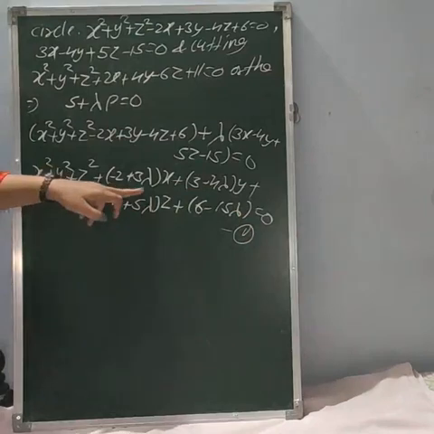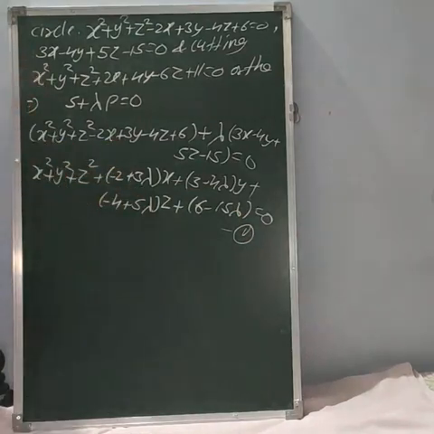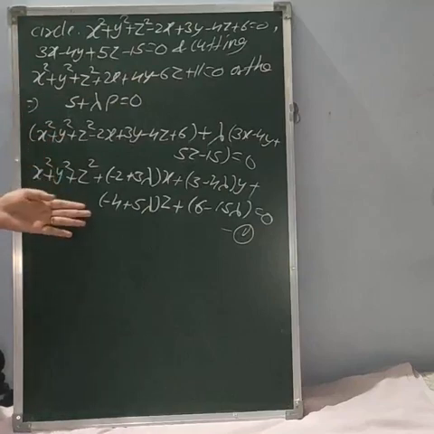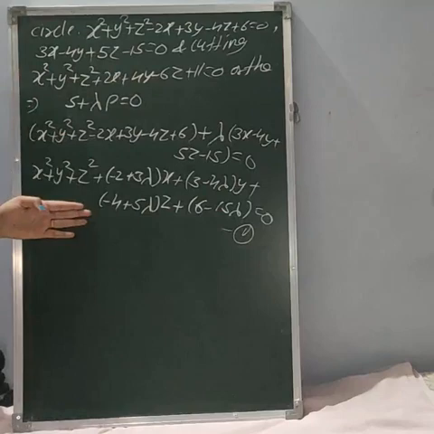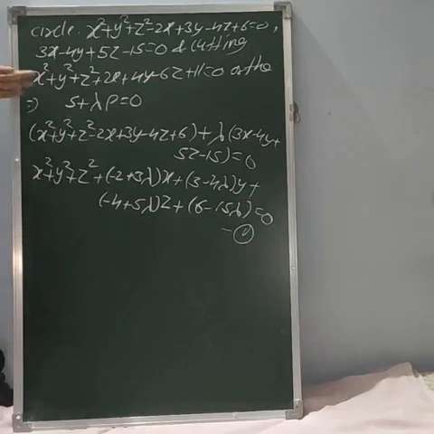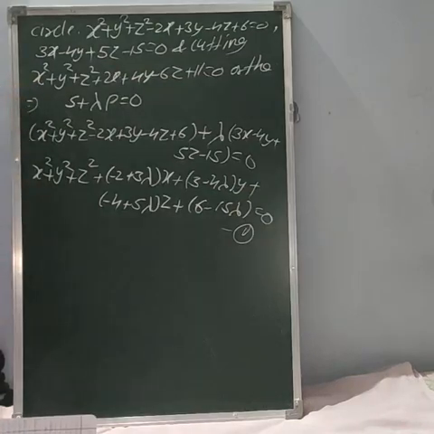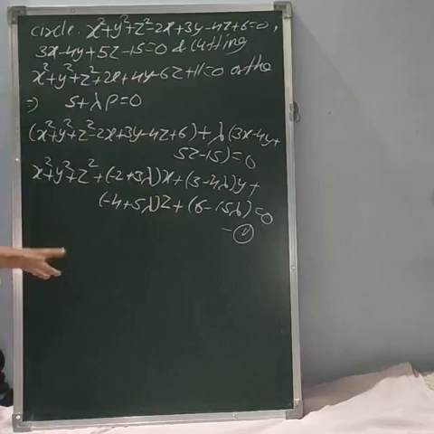Now we have to find the value of lambda. I have solved many examples depending on this, but the conditions are different. Up to this point it is the same. Now what is the condition given here? This sphere cuts orthogonally the other given sphere. We know that the condition for orthogonal spheres is 2u1u2 plus 2v1v2 plus 2w1w2 should be equal to d1 plus d2. Using that condition we have to find the value of lambda.